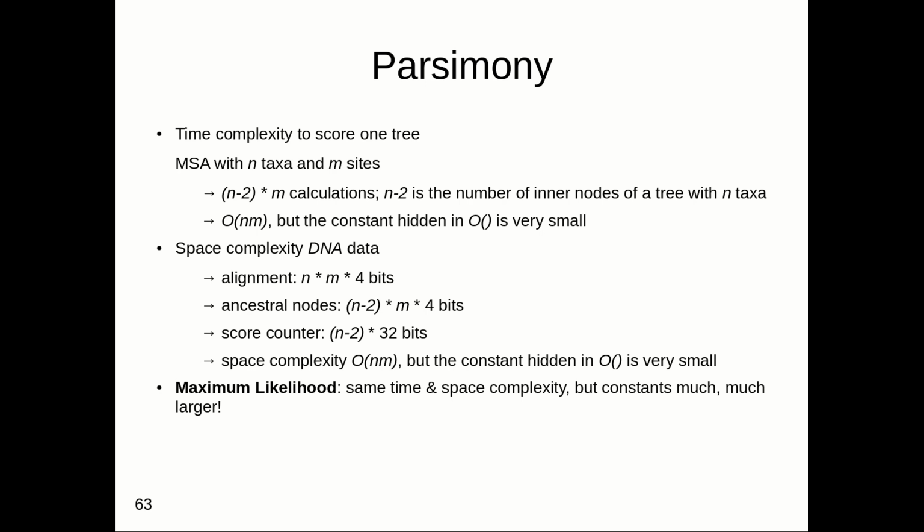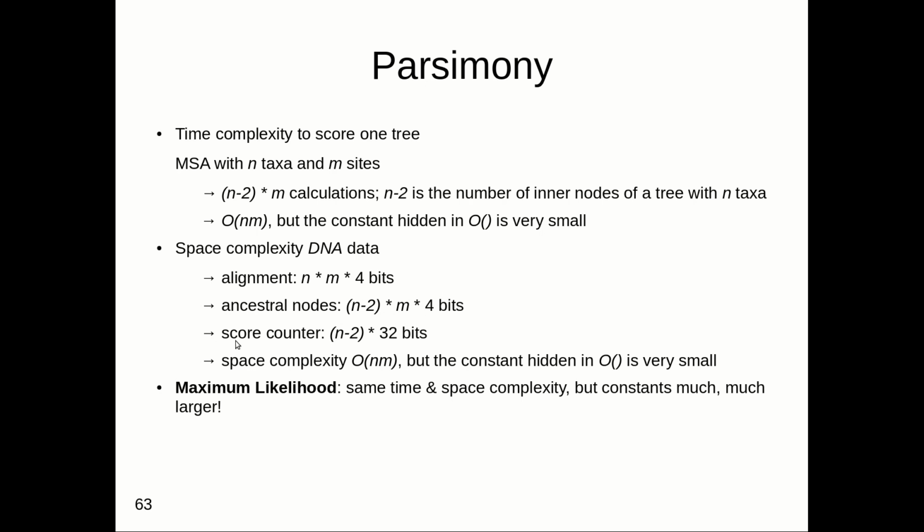So we have the time complexity. The other thing we're always interested in is the space complexity. So how much RAM do we actually need? To store the alignment, we need n times m times 4 bits, right? If it's in some sort of compressed form. To store the ancestral nodes, it's the number of ancestral nodes times m, the length of the alignment, times 4 bits, because we need 4 bits per character.